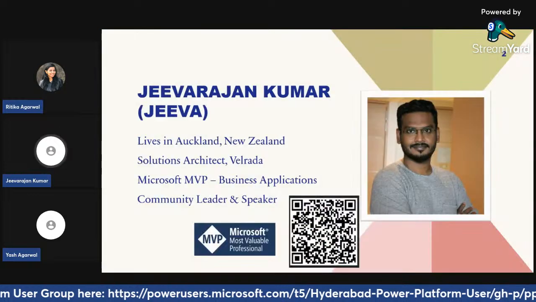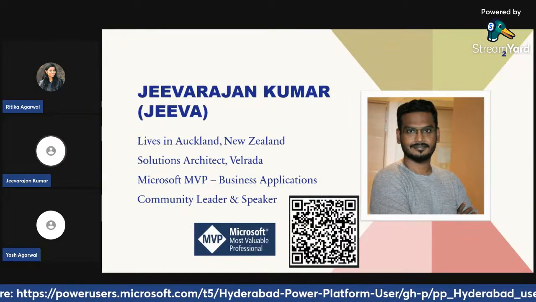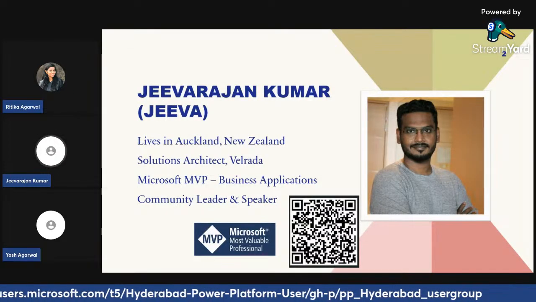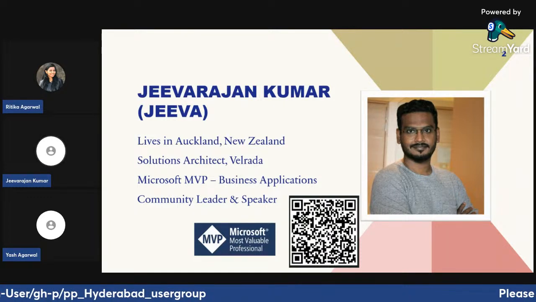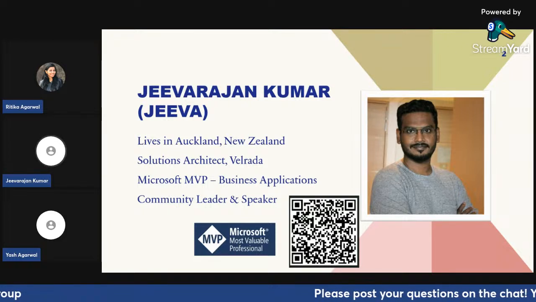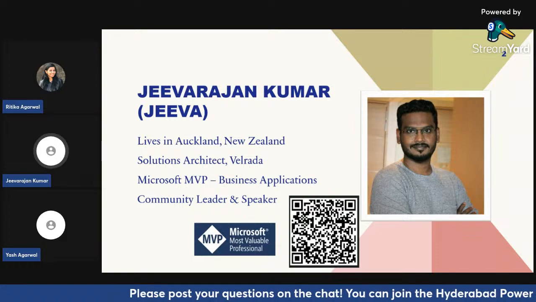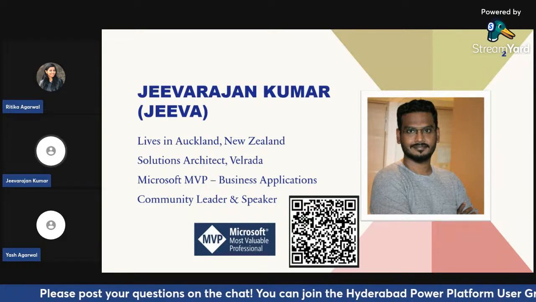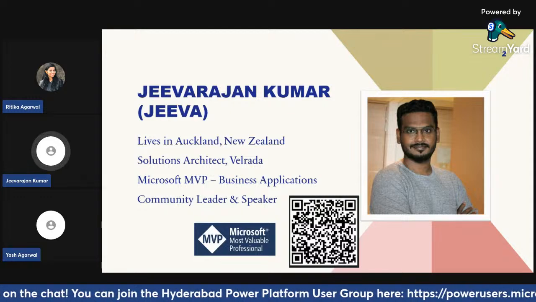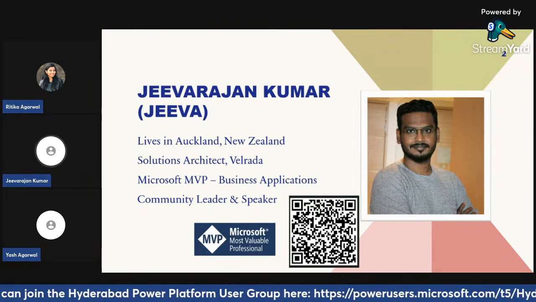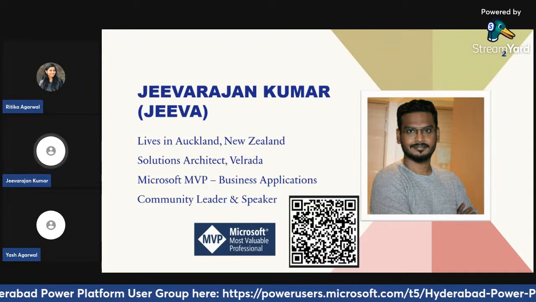So without further ado, I'll just do a quick introduction. As Ritika said, I'm Jeeva, and I live in Auckland, New Zealand. I work as a solution architect for Veldada, and I'm also a Microsoft Business Application MVP for the last 5 years. I'm a community speaker and also a community leader. I organize user groups in Auckland and also in Chennai, and I write blogs especially focusing around field service. And this is my QR code.